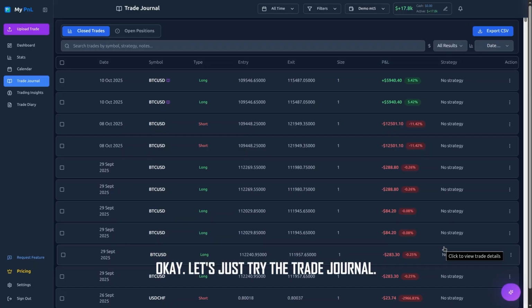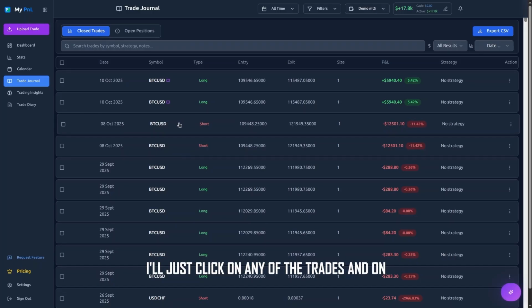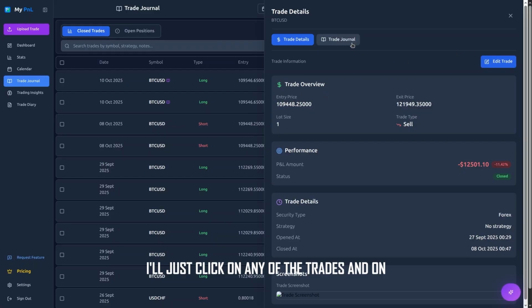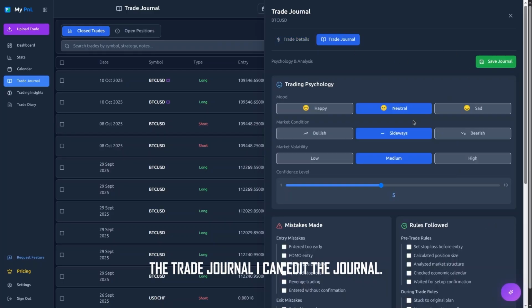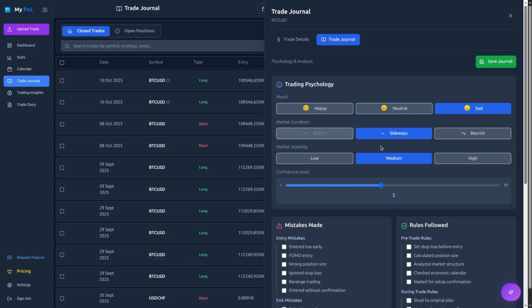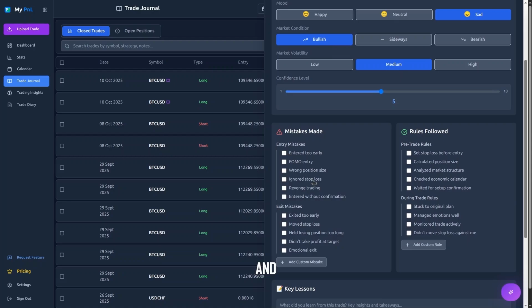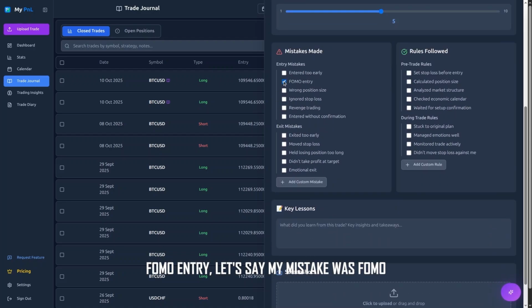Okay, let's just try the trade journal. I'll just click on any of the trades, and on the trade journal I can edit the journal. Let's say I was sad, market was bullish, and market volatility was medium, and my mistake was FOMO entry, exited too early. Rules that I made was set stop loss, and during trade rules, no, manage emotions well, no, monitor trade actively.